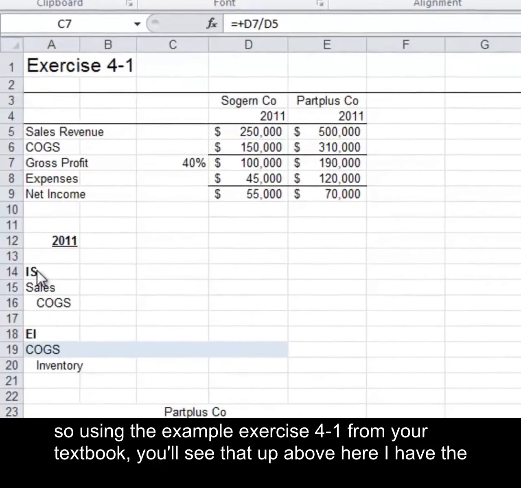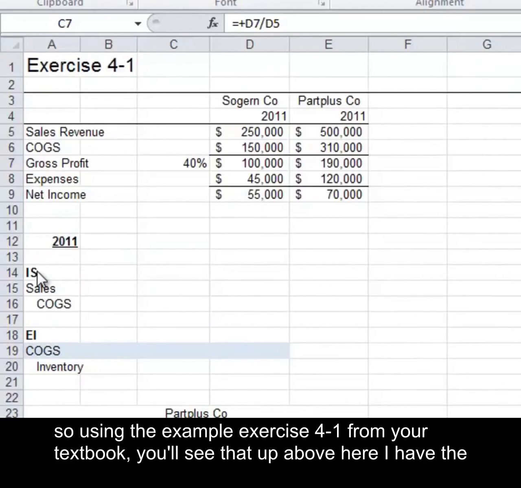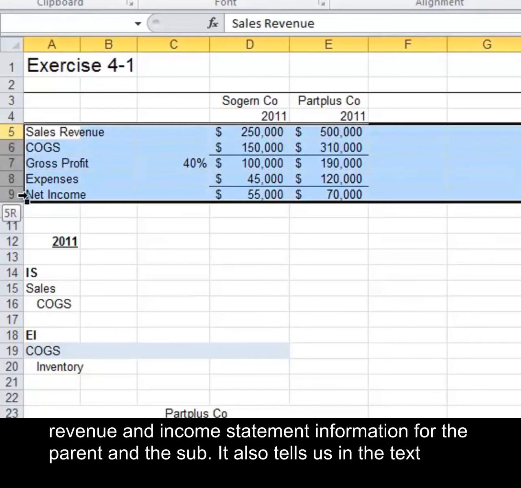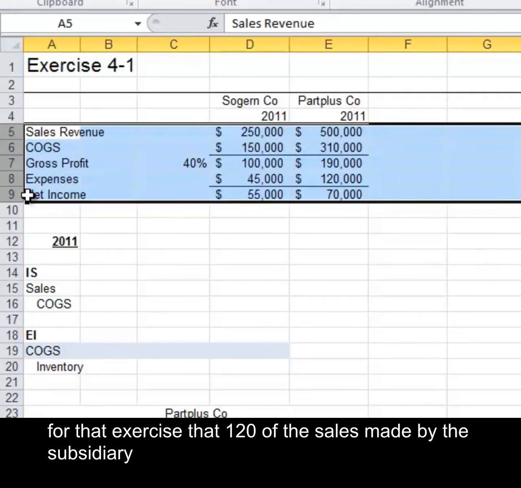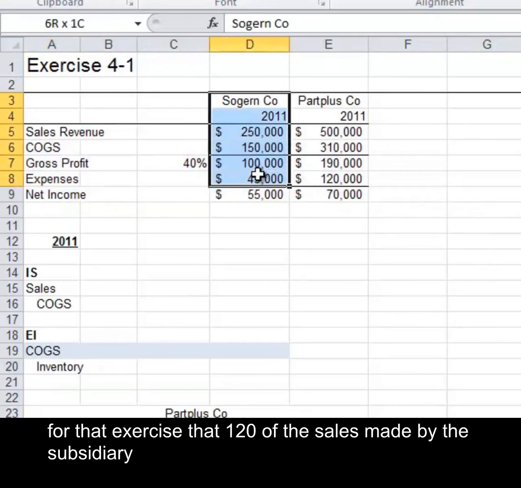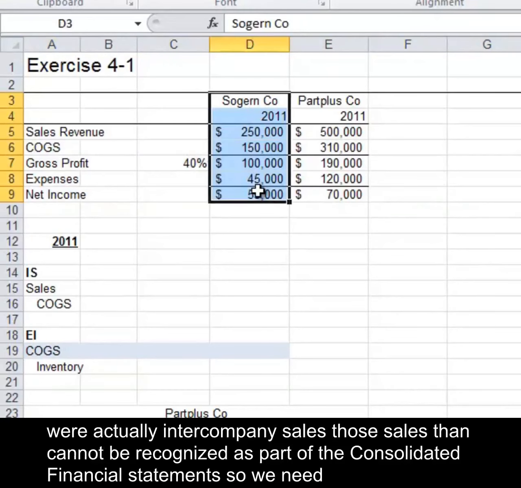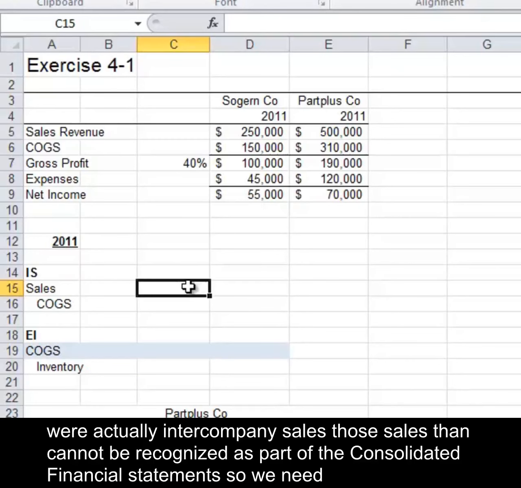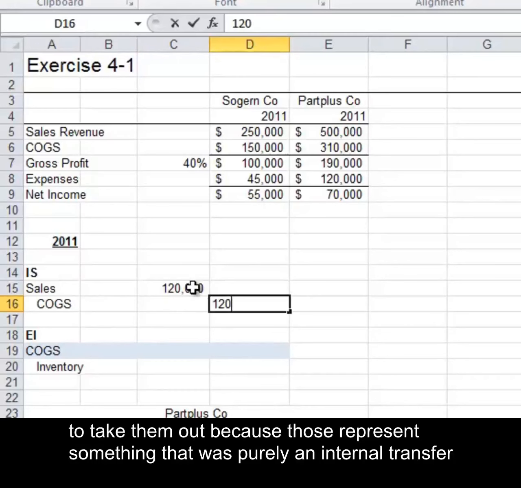So using the example exercise 4.1 from your textbook, you'll see that up above here I have the revenue and income statement information for the parent and the sub. It also tells us in the text for that exercise that 120 of the sales made by the subsidiary were actually intercompany sales. Those sales then cannot be recognized as part of the consolidated financial statements, so we need to take them out because those represent something that was purely an internal transfer.